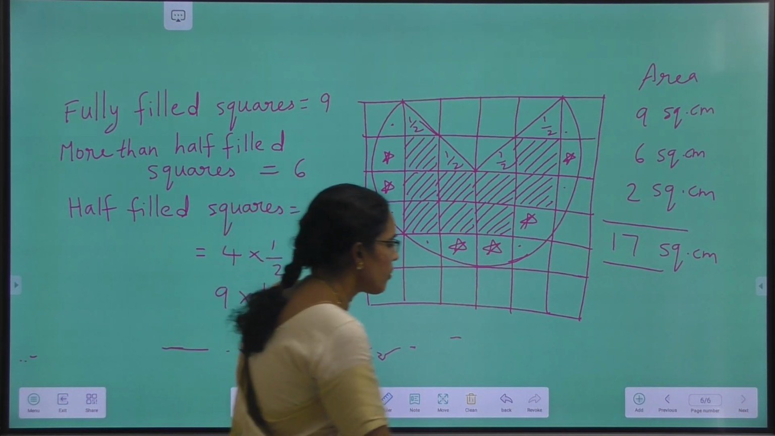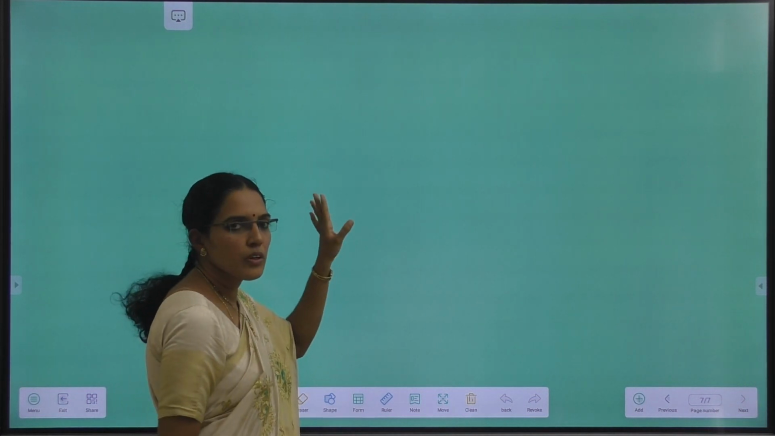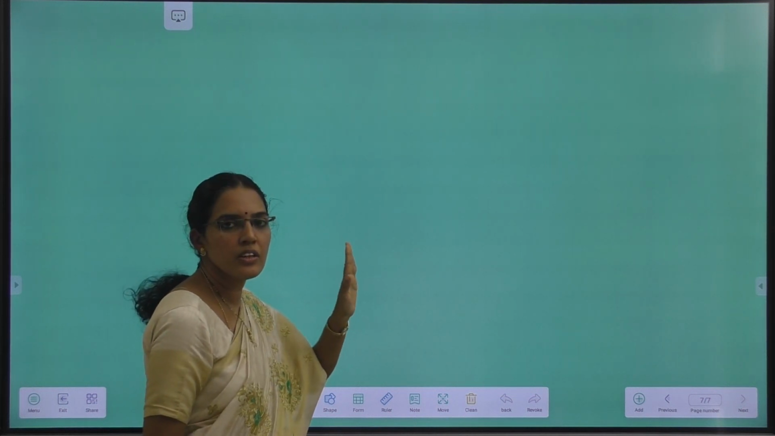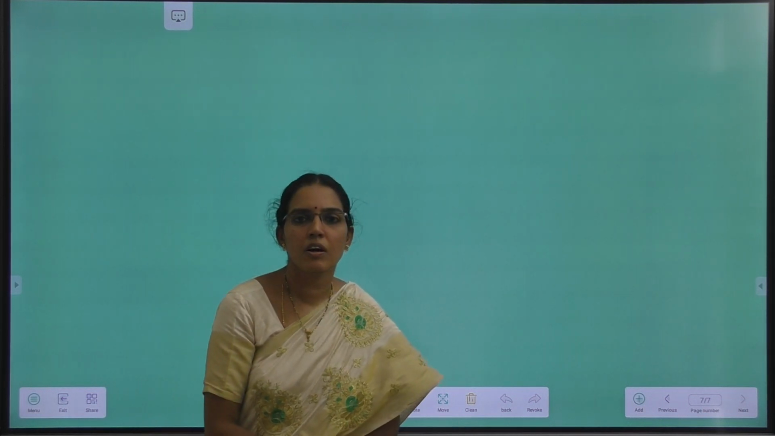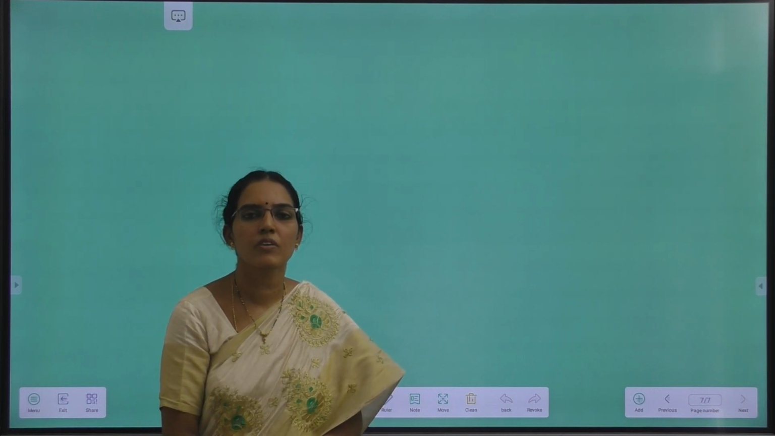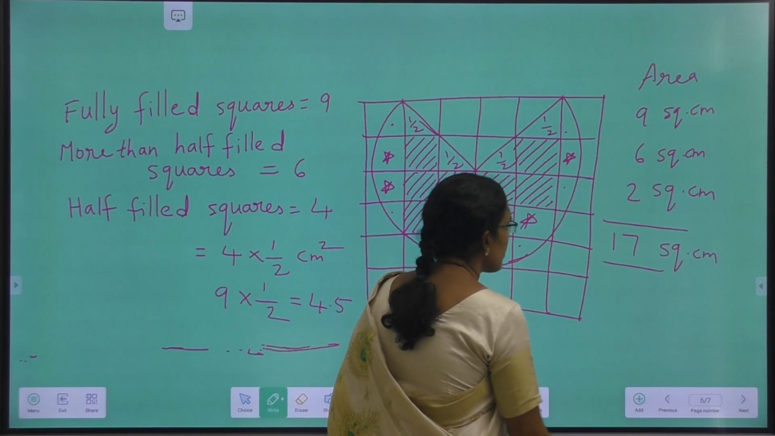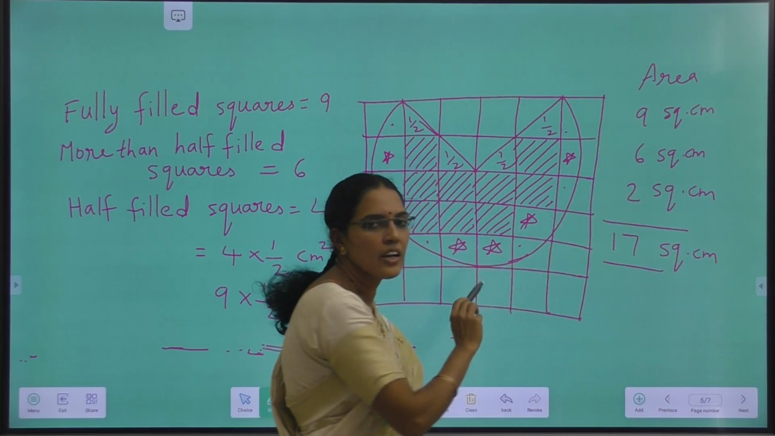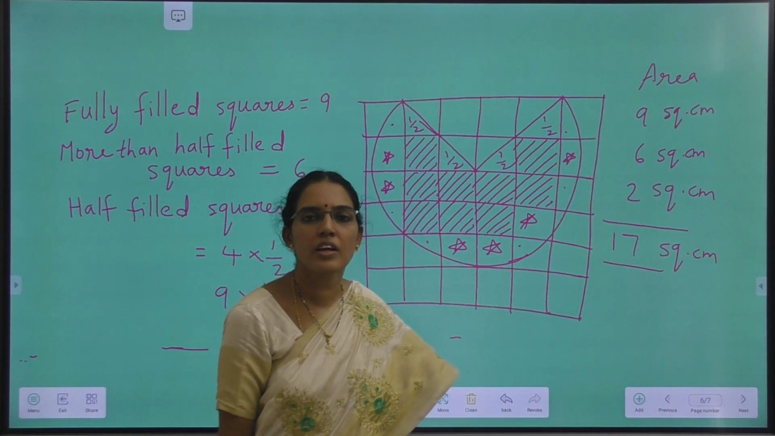Okay, children, now one activity you do. First of all, you want to know the area of your palm. Place the palm on the graph sheet. Draw the outline of it, and then count the number of squares it is occupying. How many fully filled squares, how many more than half, how many are exactly half filled squares. Do in the same way which I showed. Write the numbers there and then find the total, which gives the total area of your palm.